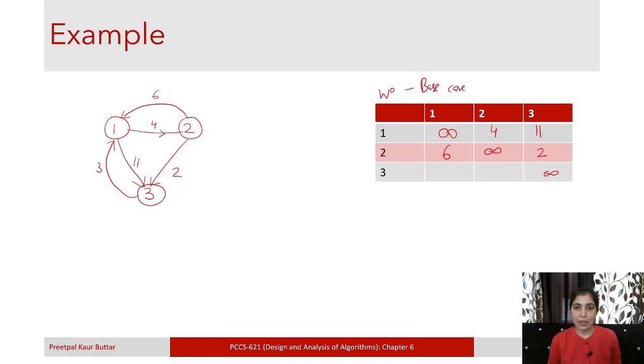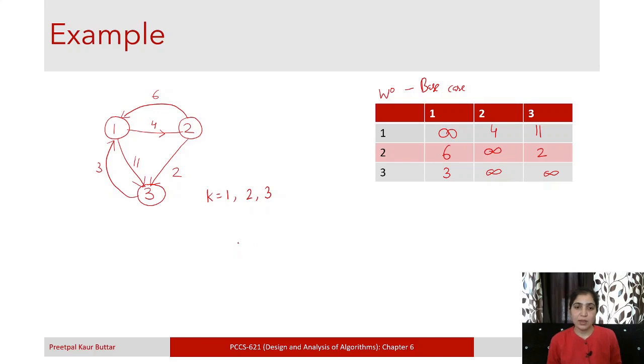Then let's look at the third row. Here 3 to 1 there is a direct edge with value 3. Now 3 to 2, we want to see 3 to 2. 3 to 2 there is no edge, so it will be infinity. So this is the base case which we have solved, and by looking at the base case we will solve the other cases recursively. So K will start from 1, 2 and N here is 3.